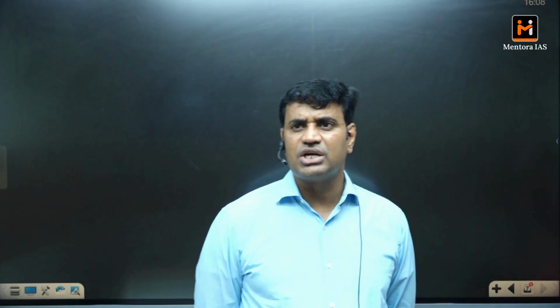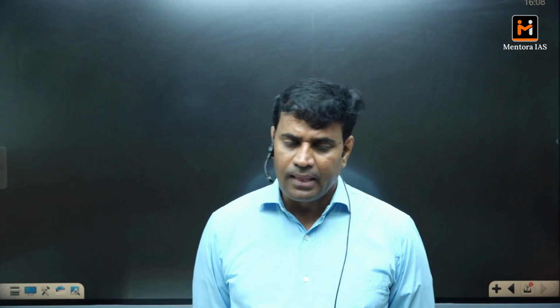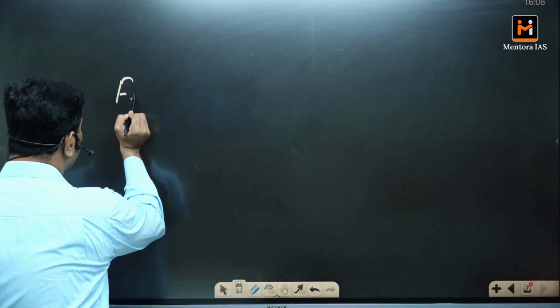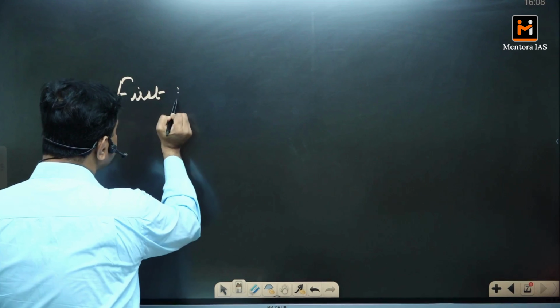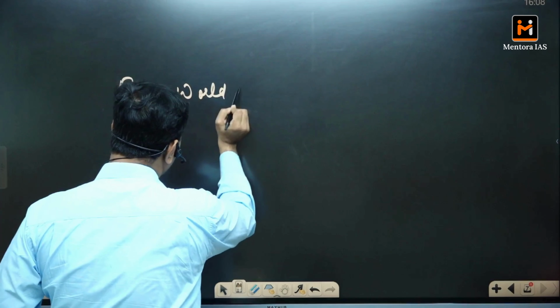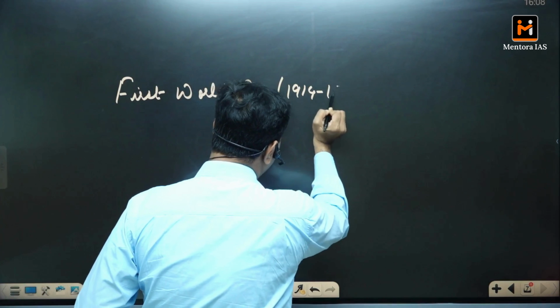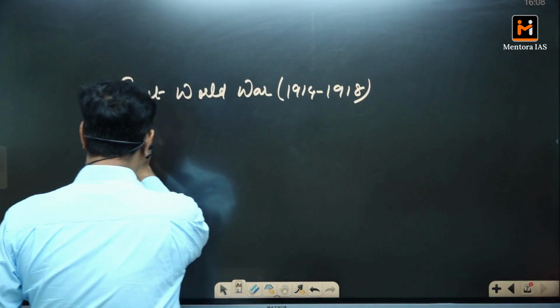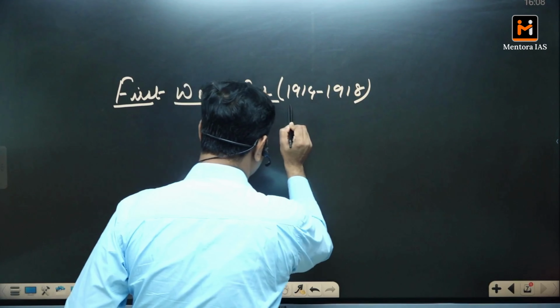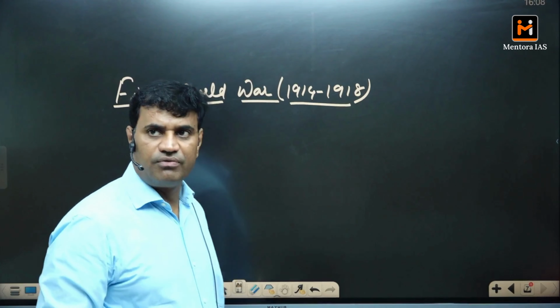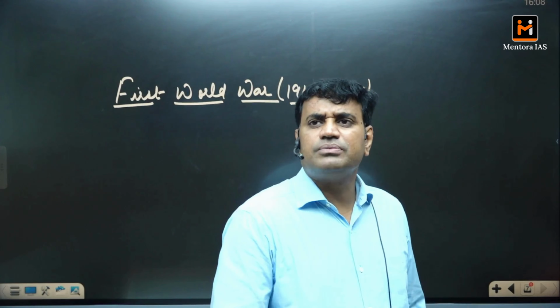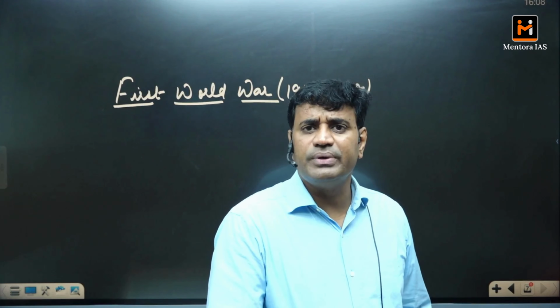What were the major causes of the First World War? What did it lead to, and what was the scope of this war? So coming to the topic, that is the First World War. This war was from 1914 till 1918, almost 4 years. So it continued for almost 4 years. In fact, one interesting thing to be known.